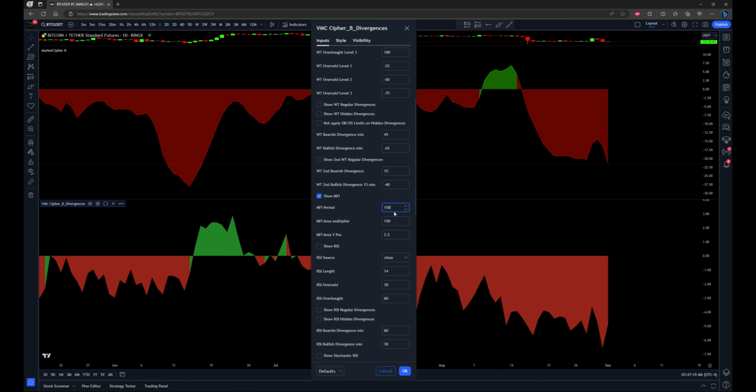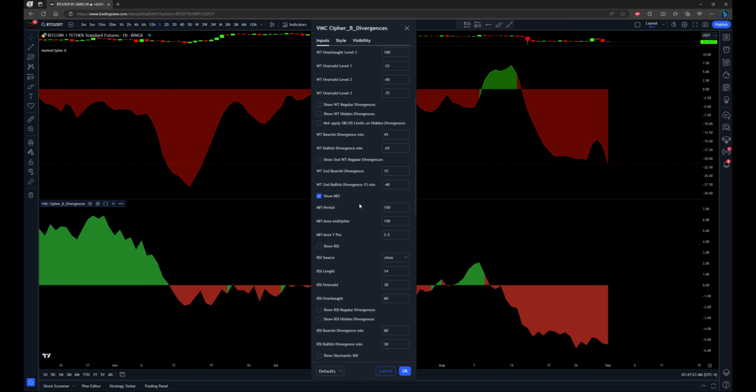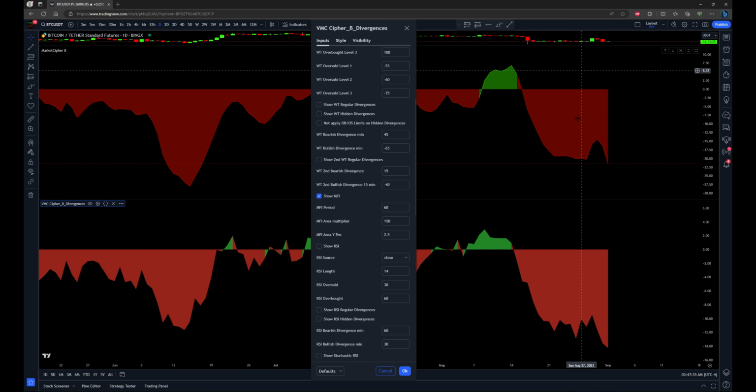Let's try going to 150. More than double what its original value is, and it's still just nothing close to the same. It's not what the Market Cipher B is. So let's go back to our original. This is clearly not helping to make it look more like the original. This already looks close to the original compared to what we saw when changing the MFI period.